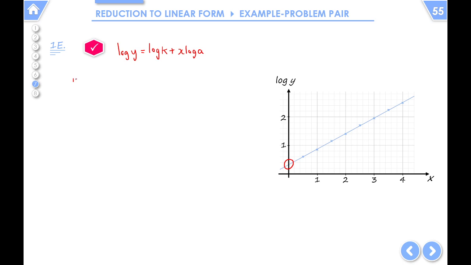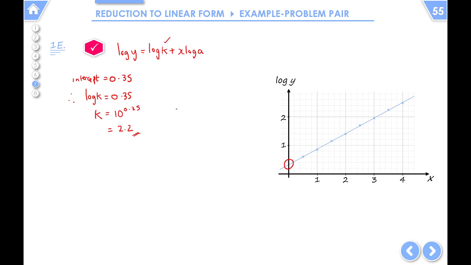So if I say the intercept equals 0.35, then that means the intercept is this part here. That means I can say that therefore log k equals 0.35. So the intercept in this equation that we're plotting as a straight line is the log k part. To find k, I can undo the log and write this as a power. Remember, this is log base 10. This is going to be 10 to the power 0.35. I did that on my calculator earlier and I got 2.2. Okay, so we now know the value of k.